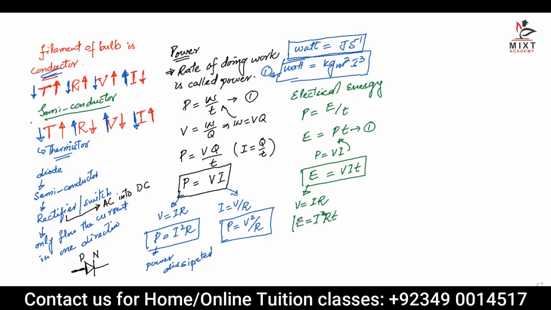This energy formula is known as the energy dissipation formula. Another formula is possible but not regularly used: I is equal to V over R, and the energy formula is V square over R into T. That's fine.